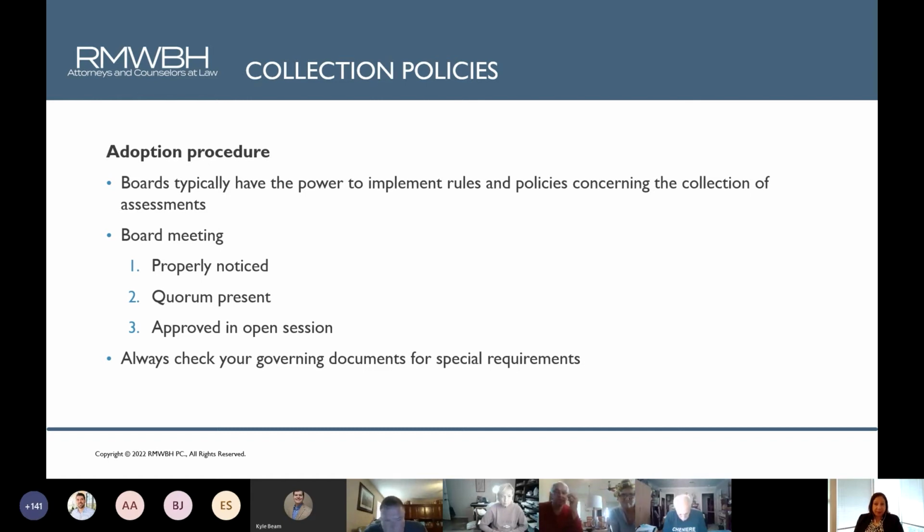And quorum is typically a majority of the board members. And then one of the agenda items in that open board meeting is going to be to adopt the association's collection policy or its payment plan policy. So make sure that board meeting is properly noticed, and that you use the proper process in order to adopt that collection policy. Always check with your legal team.